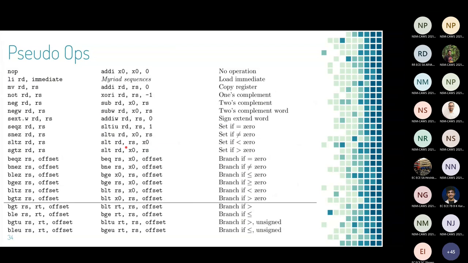So pseudo ops: apart from the 40 instructions, some specific combinations of instructions, operands, and immediate values we call pseudo ops. Right? For example, if I wanted to perform a move operation, it's nothing but an ADDI where the immediate field is 0. If I wanted to NOT a particular value, it's an XORI instruction with an immediate value of -1, and so on, right? So you can do a sign extend by simply doing an ADDIW with the value 0.